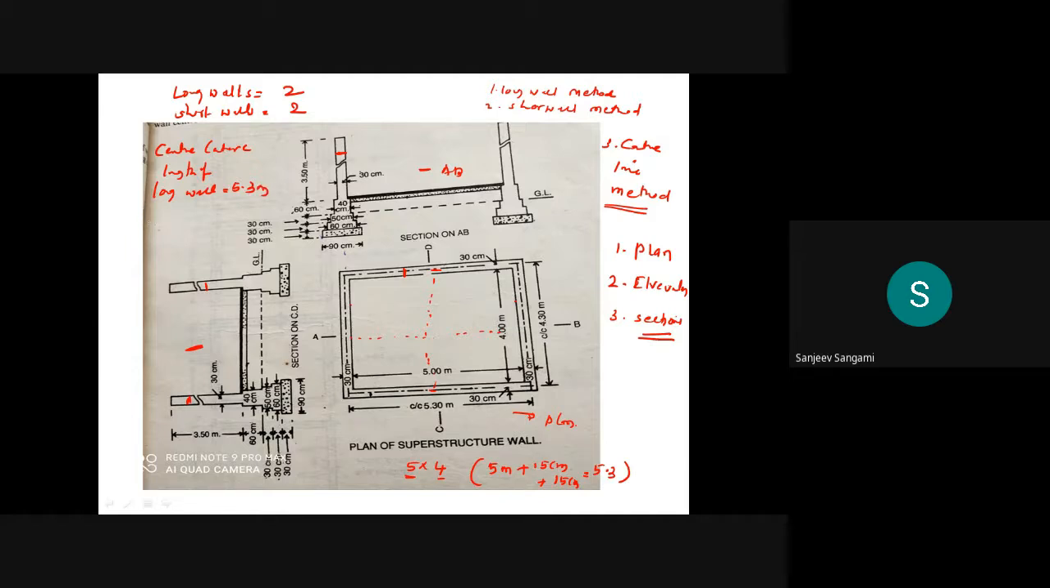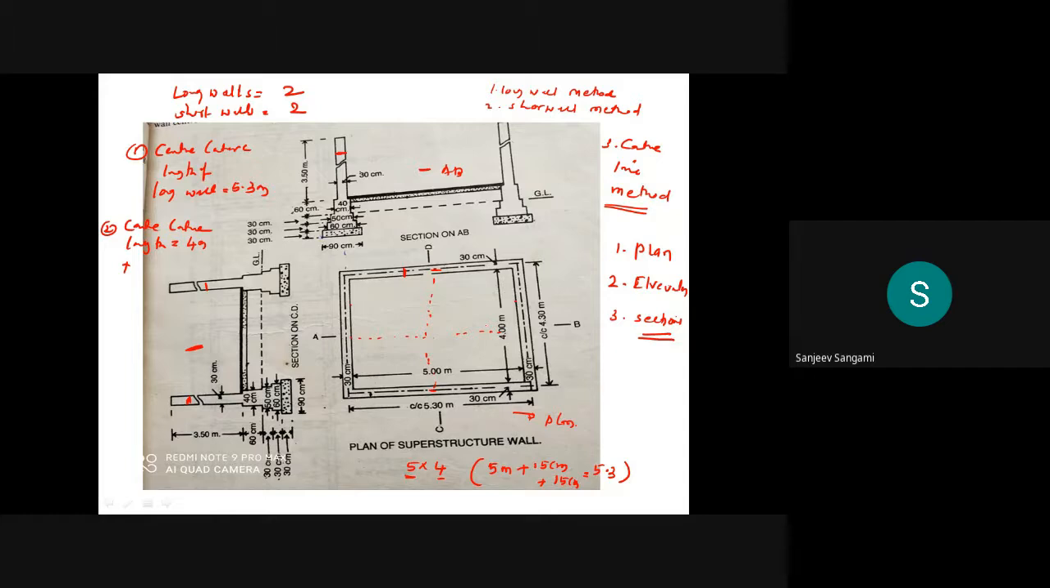Then the center to center length of the short walls is equal to 4 meters, that is inside to inside, plus the wall thickness. Along the AB section also it is the same. The wall thickness surrounding it is the same, that is 30 centimeters. It is not differentiated. Be careful about this.